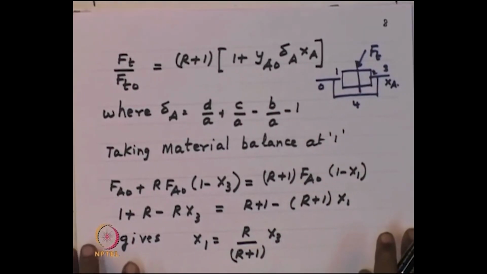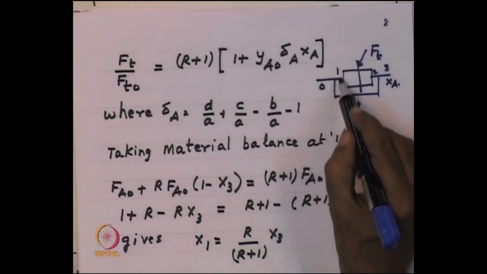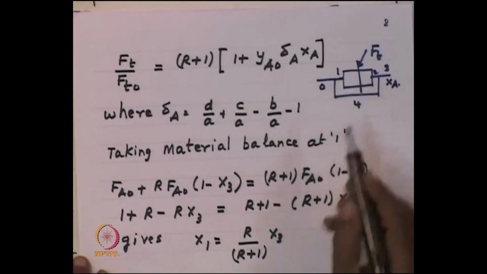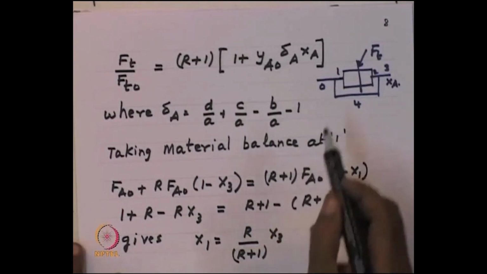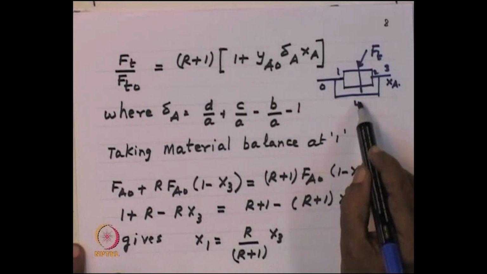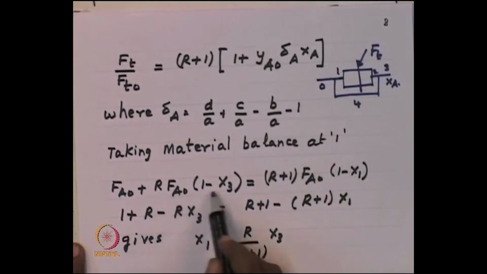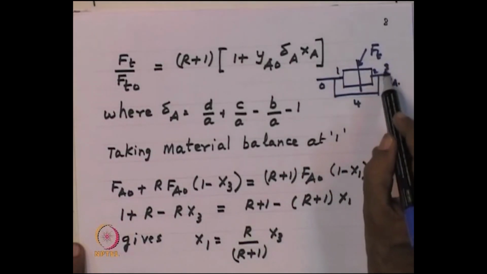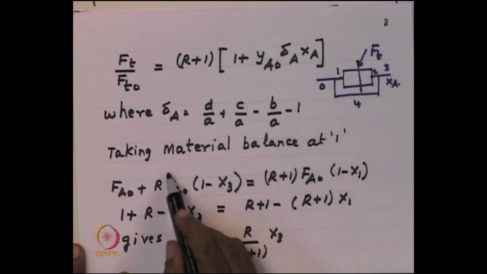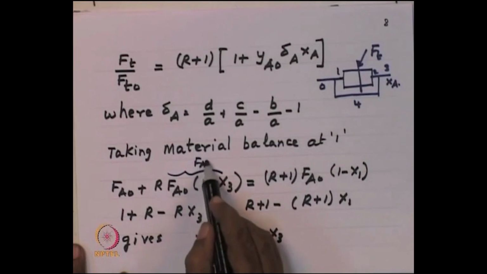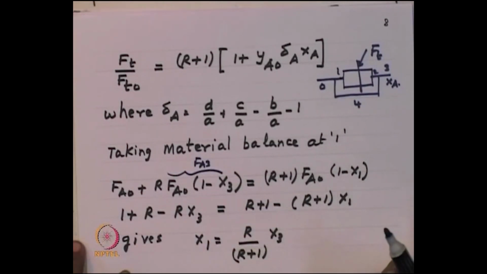Now, if people ask what is the conversion at position 1, our answer is that at position 1, as per our definition, FA1 must be (R plus 1) FA0 (1 minus x1). Our material balance tells us it must be FA0 plus FA4. What is FA4? It is R times FA0 times (1 minus x3), correct, because we are recycling R times FA3. So, FA0 plus R times FA0 (1 minus x3); this is FA3, we know that. This is the statement of material balance. Therefore, it gives you this relationship that x1 is R by (R plus 1) times x3. So, what does it mean?